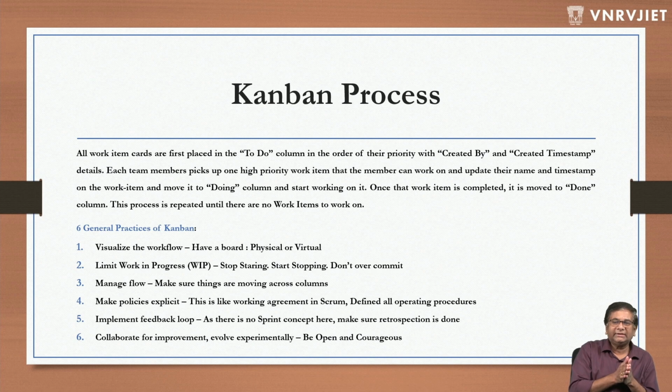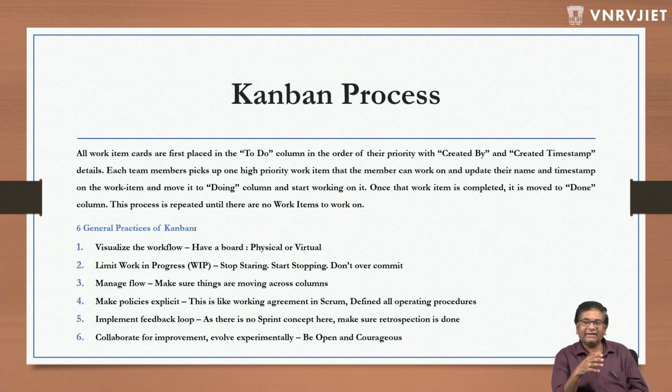Manage flow. Make sure things are moving across columns. Make sure that you keep working on them. Don't just get blocked on one thing, like what I told earlier. Make policies explicit. This is like a working agreement in Scrum. Define all operating procedures, so SOPs have to be documented well. So this is how we are planning. We are not planning to take more than 8 stories, 8 tickets at a time per week. Something like that, whatever it is, right?